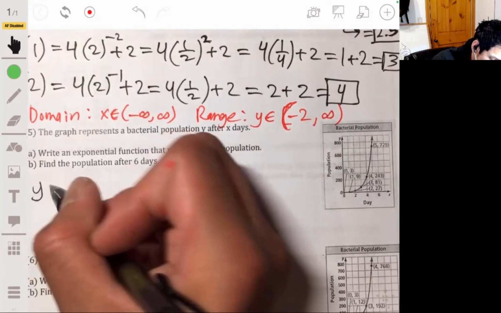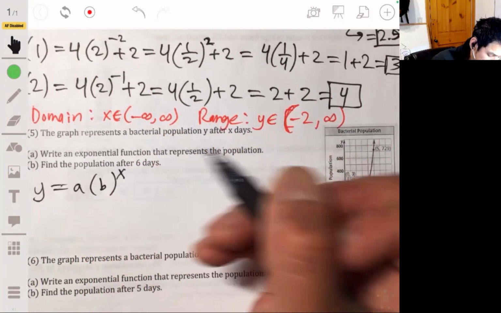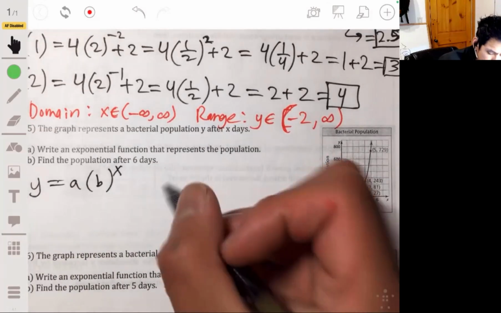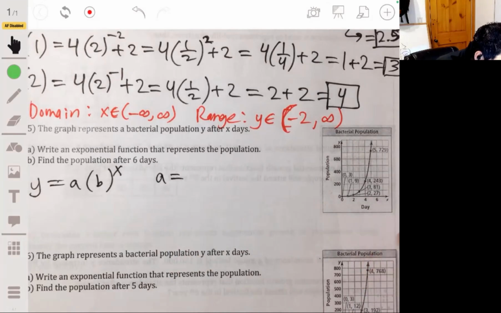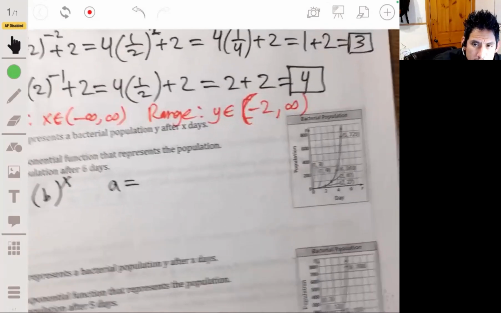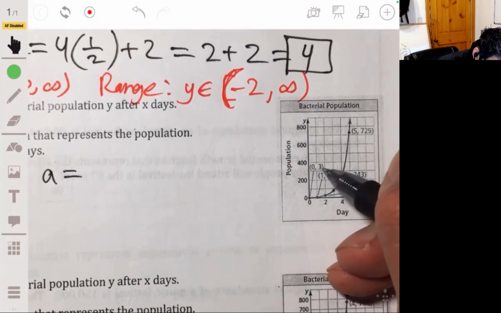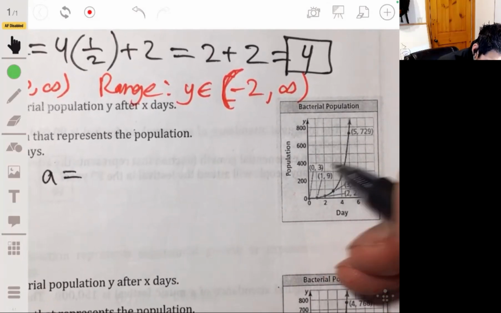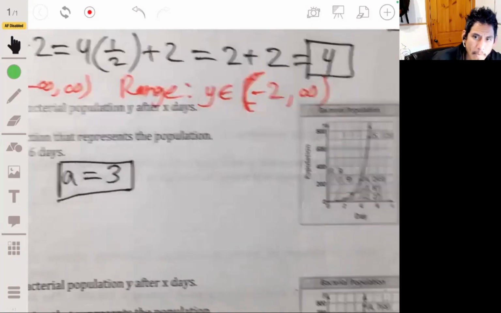Not a problem. We know the equation for exponential is y is equal to a times b to the x. We've got to find the a and the b. What is the a? Well, a is the initial value. So what does it start with? Let's zoom in here. So you can see at 0, we have 3. So a is 3, because that's what it started with.